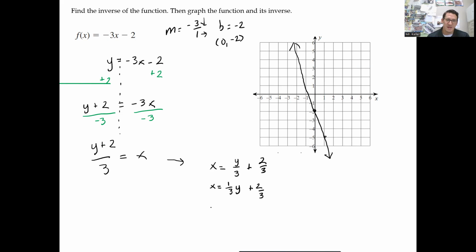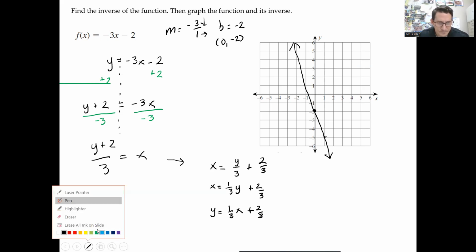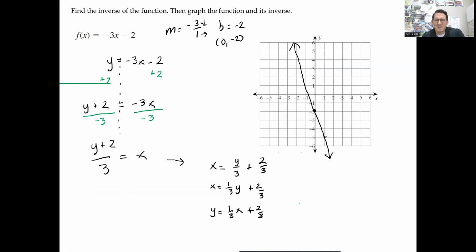And now I'm going to switch the x and y. So it's going to be y is equal to negative 1/3 x minus 2/3. There we go. So this is the function we are going to graph now. So here's the tricky part. The slope is negative 1/3. The y-intercept, the b value, is negative 2/3. So our starting point is 0, negative 2/3.